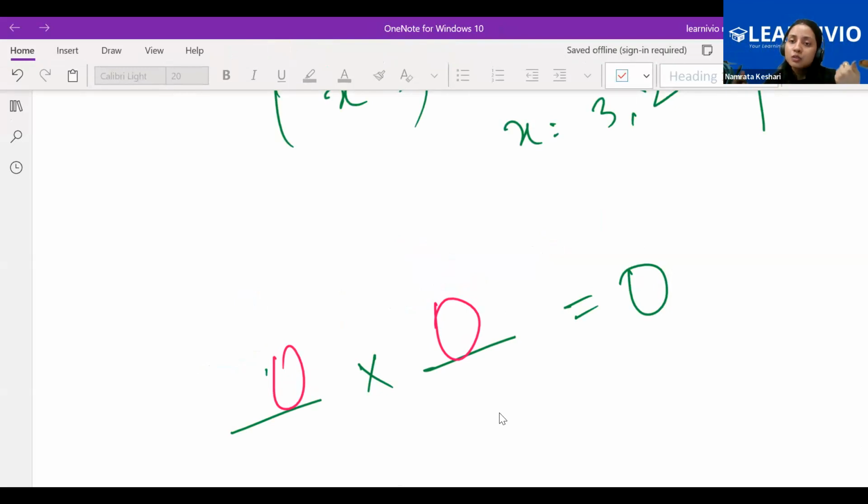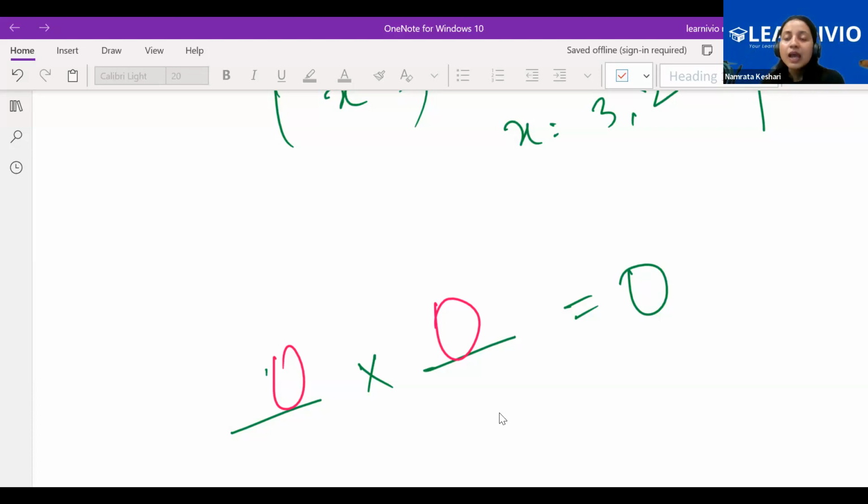So when the result is 0, that means one of them has to be 0. Either the first number is 0, or the second number is 0, or maybe both numbers are 0. Only then is the result after multiplication 0.